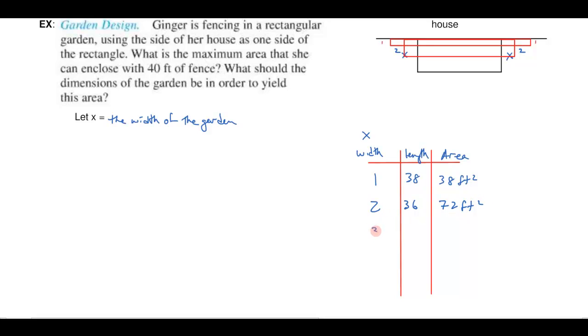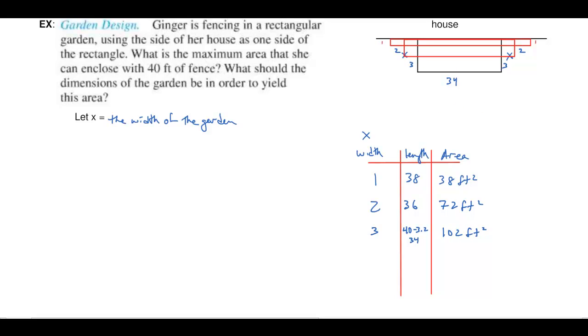We could do that if we had 3 feet on each side. Then you would have 40 minus 3 times 2, which is 40 minus 6, so 34 feet. So you'd have 34 feet for the length here, and then you'd have 3 feet and 3 feet, and that adds up to a total of 40 feet. Whatever 3 times 34 is, I think that's 102 square feet. And you can see that you're going to get more and more.